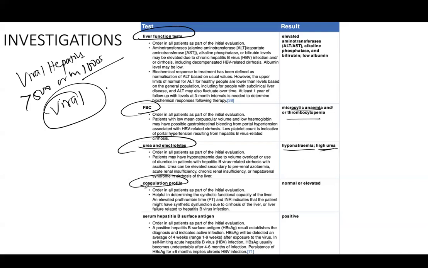Then you have to check the coagulation profile, and very, very important, serum hepatitis B surface antigen is something you have to check at any cost. It will be positive. Then you can check for serum antibody to hepatitis B core antigen.